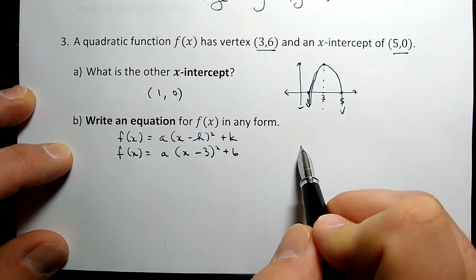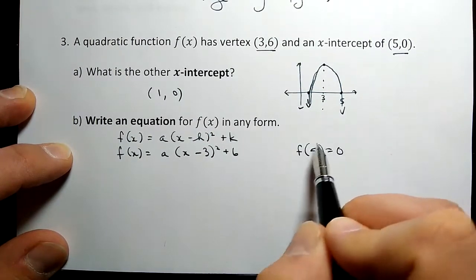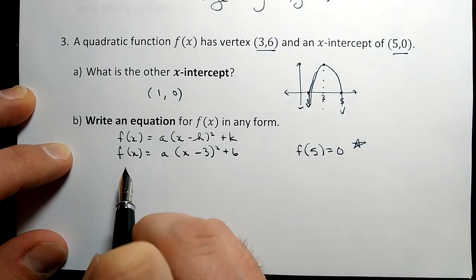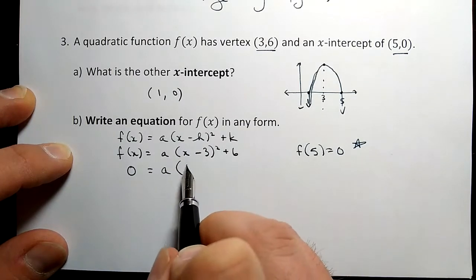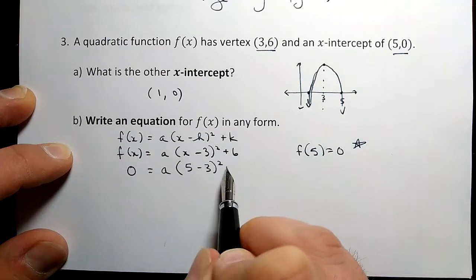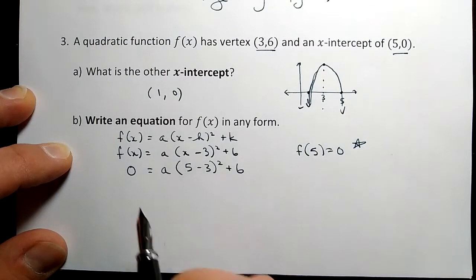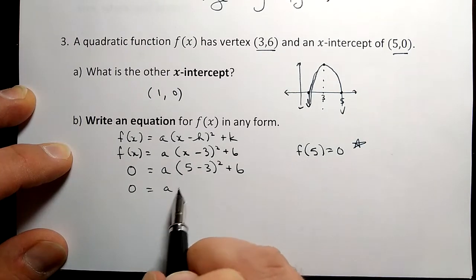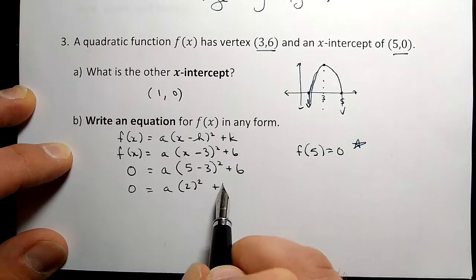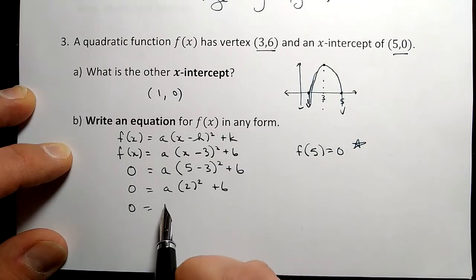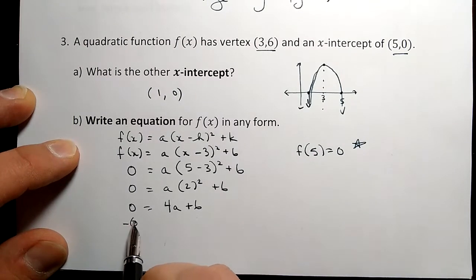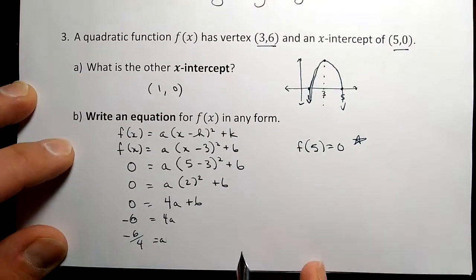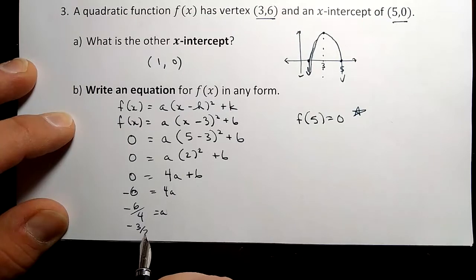So we know f at 5 is 0. That's a key fact. So let's substitute that in. 0 is the y value, or the value of the function. We don't know a yet. 5 is the x value. And continuing from there, we have 0 is a times, that's 2 squared. Let's see, that's 4a plus 6. And rearranging this, we get -6 is 4a. -6 over 4 is a. Squeeze this in. -3/2 is a.